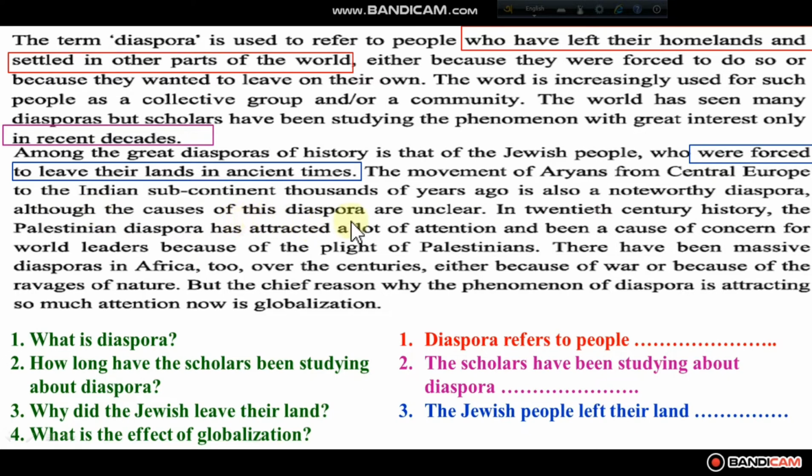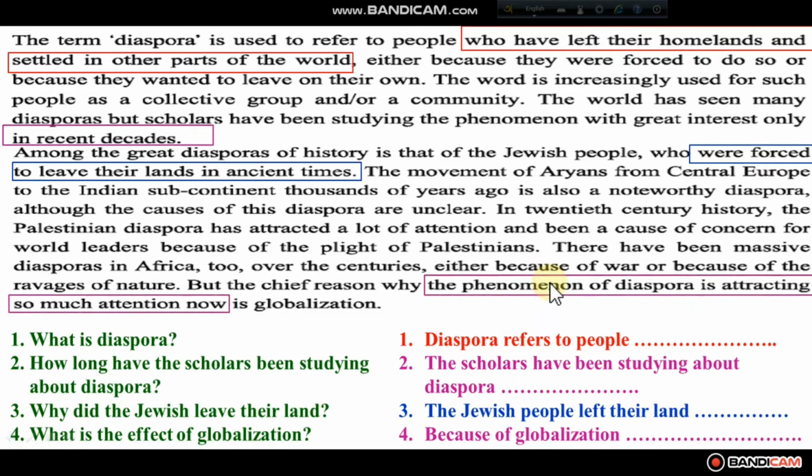Although the causes of this diaspora are unclear, in the 20th century's history, the Palestinian diaspora has attracted a lot of attention and been a cause of concern for the world leaders because of the plight of the Palestinians. There have been massive diasporas in Africa over the centuries, either because of war or because of the ravages of nature. But the chief reason why the phenomenon of the diaspora is attracting so much attention is now globalization. So because of globalization, the phenomenon of diaspora is attracting so much attention now.